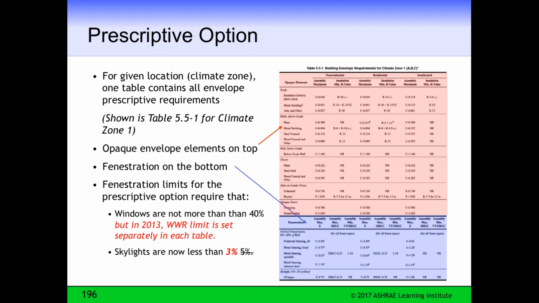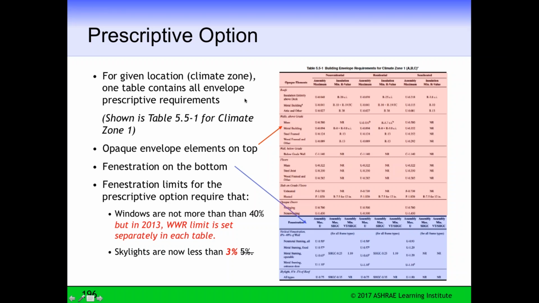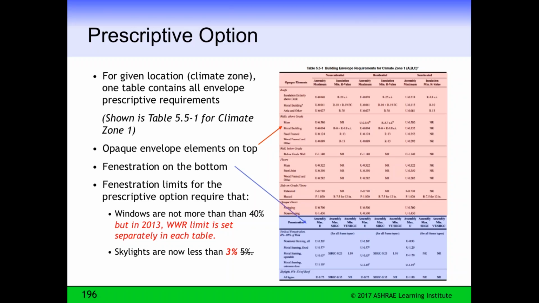Absolutely. Well, we're getting into some interesting parts of the envelope compliance. Well, we do have a couple of questions. I forward them over to Mac.